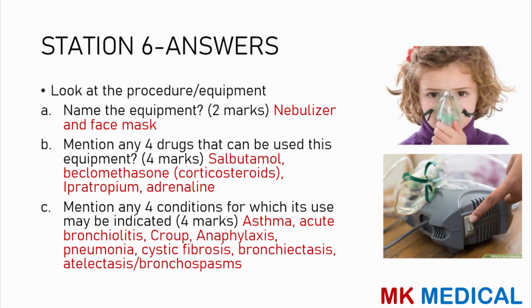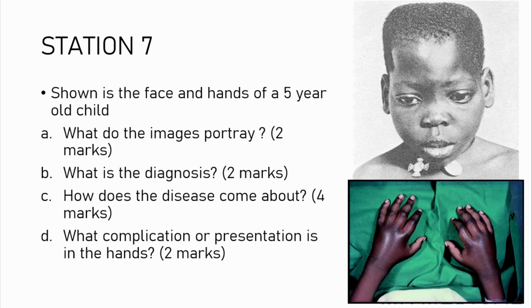Remember that in most of these conditions, the child is going to present to you with cyanosis, which may either be peripheral or central cyanosis. There may be a silent chest if it's severe cases where there's absolutely no air entering into the chest. There may be features of respiratory distress, things like use of accessory muscles, nasal flaring, intercostal recessions, and subcostal recessions.